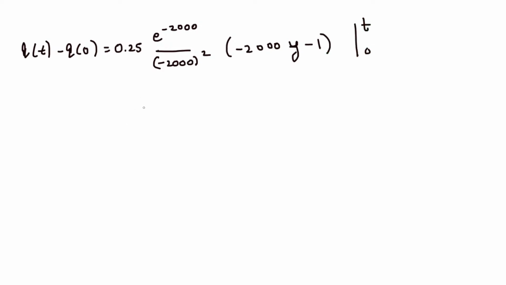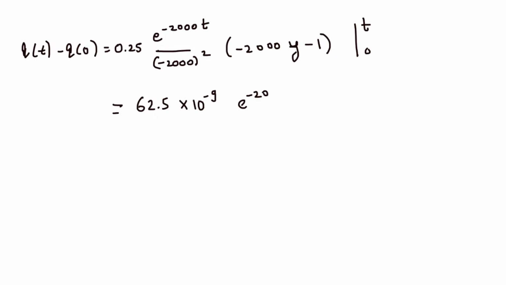Okay, now we have done the integration. Now if we simplify this one, this is going to be negative 2000 squared. So if you square this one and divide, you're going to get 62.5 times 10 to the power of minus 9, and then e^(2000t). Okay, this is t right here.